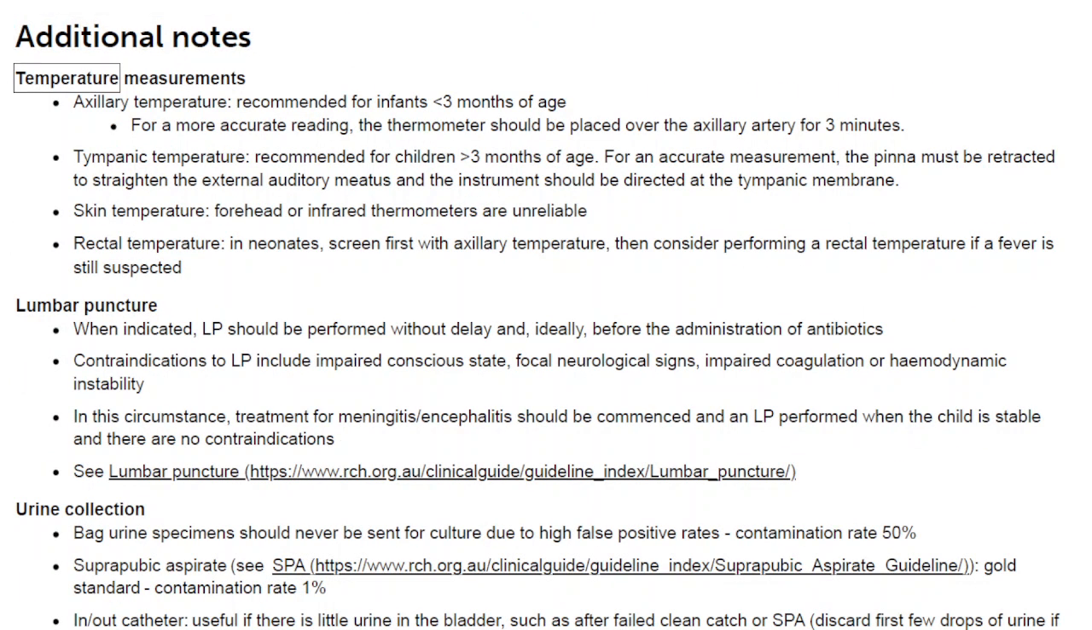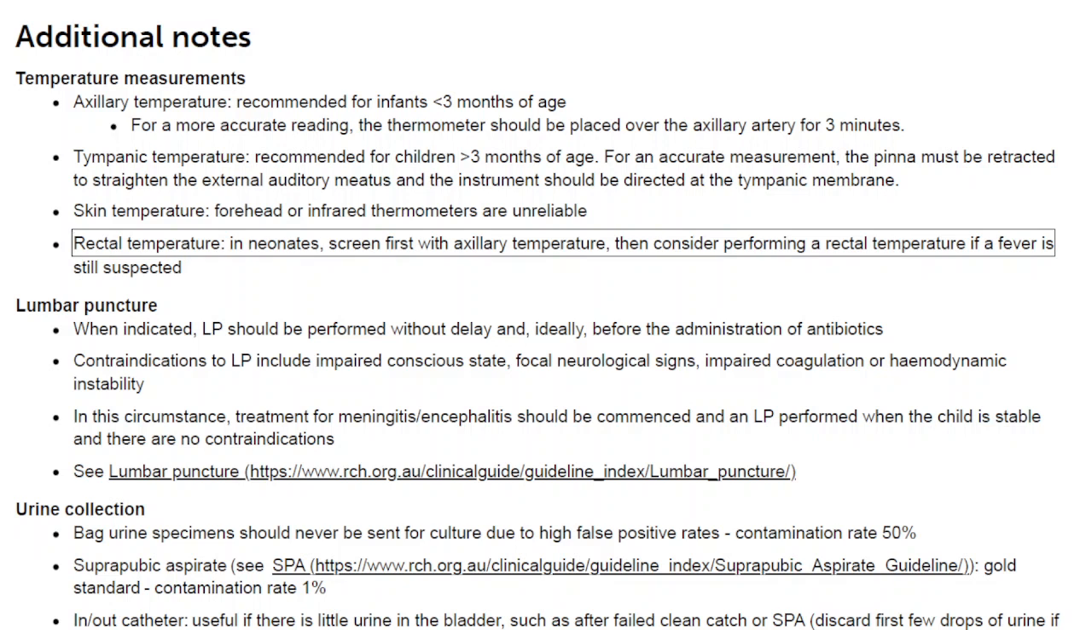Additional notes. Temperature measurements. Axillary temperature, recommended for infants less than 3 months of age. For a more accurate reading, the thermometer should be placed over the axillary artery for 3 minutes. Tympanic temperature, recommended for children greater than 3 months of age. For an accurate measurement, the pinna must be pulled to straighten the external auditory meatus and the instrument should be directed at the tympanic membrane. Skin temperature, infrared thermometers are unreliable.